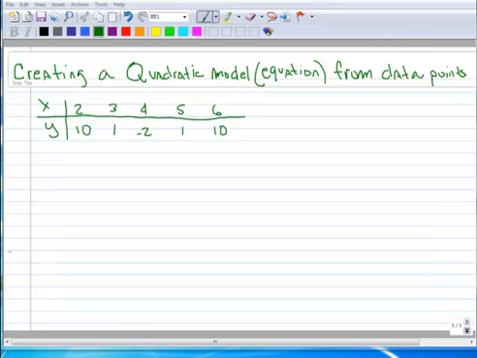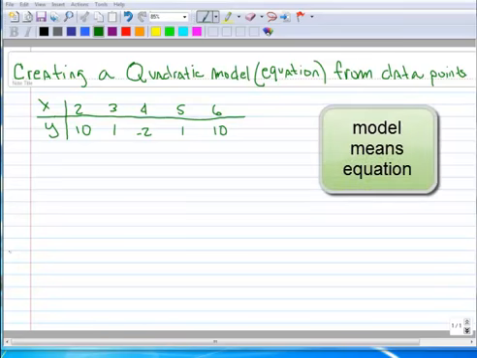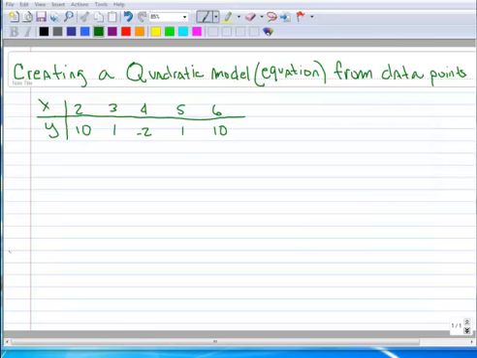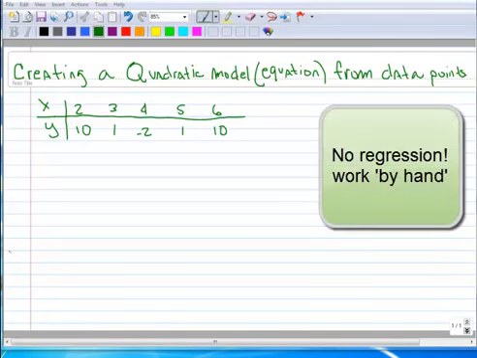Okay, in this example we're going to create a quadratic model. Model is just kind of another fancy word for making an equation. And we're going to do this from a set of data points. We are not going to use calculated regression for this one. We're going to do this one by hand. And when I say by hand, I mean with algebra on paper.